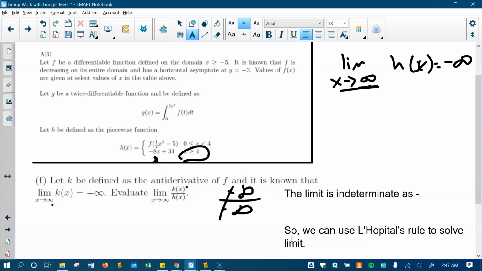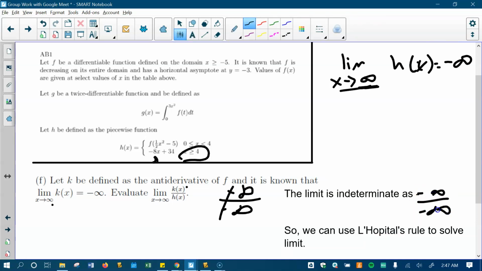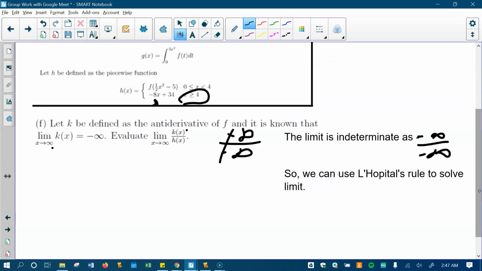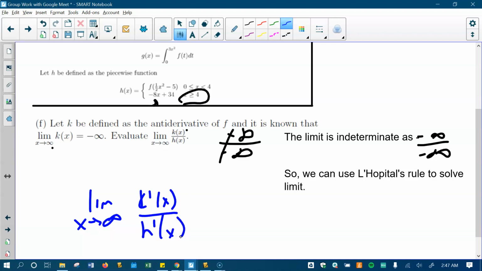Okay, so as x goes to infinity, negative infinity over negative infinity. L'Hopital's rule would say that we have to then take the derivative of the top and the bottom. So we'll need the limit as x approaches infinity of k prime of x over h prime of x. Now, this is a little bit complicated. We did h prime in the last problem. H prime is -8, so that part was not so bad.